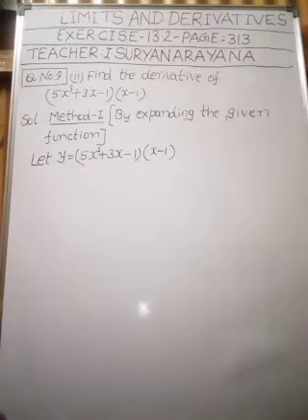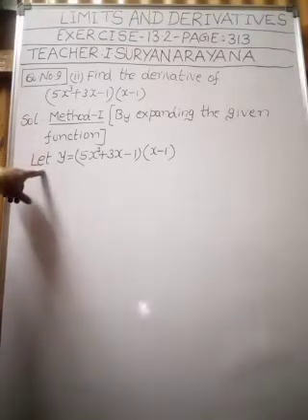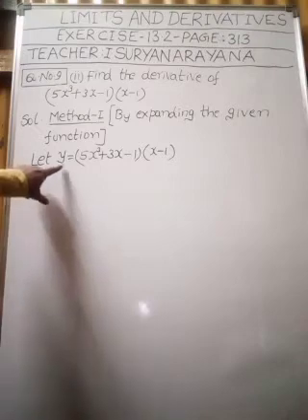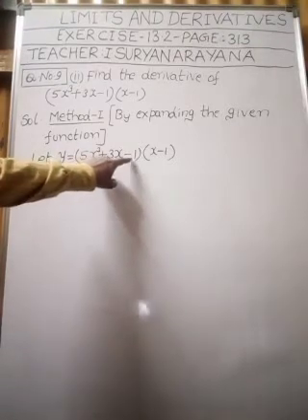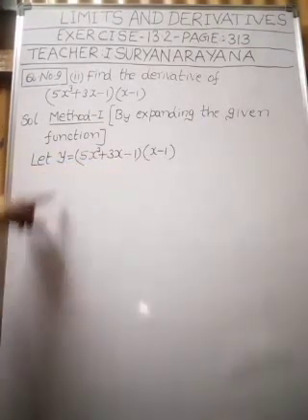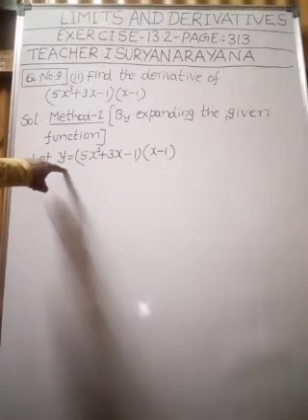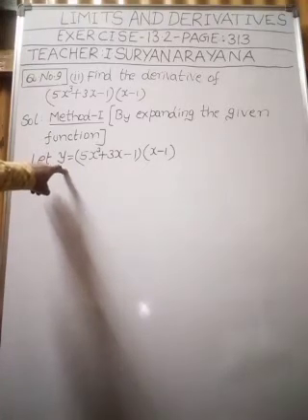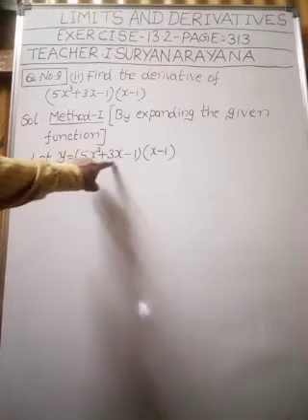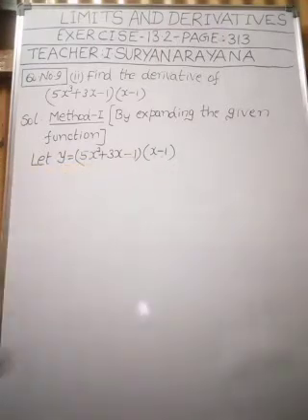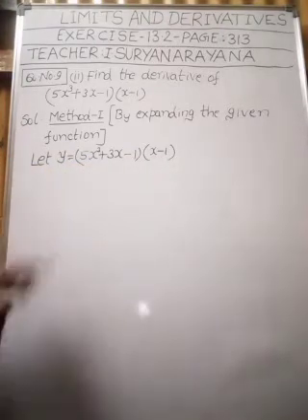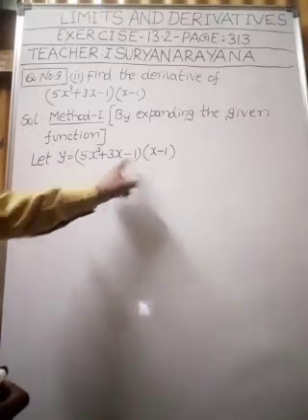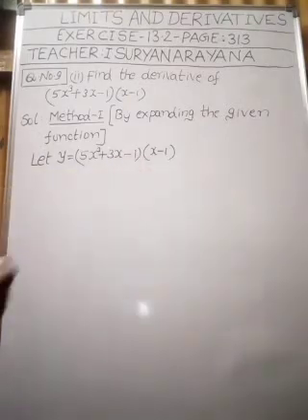Okay, my children? Right. So, let us assume that y is equal to (5x cube plus 3x minus 1) into (x minus 1). First of all, we have to assume that the given function is y. So, y is equal to (5x cube plus 3x minus 1) into (x minus 1). Now, let us expand. Let us multiply.